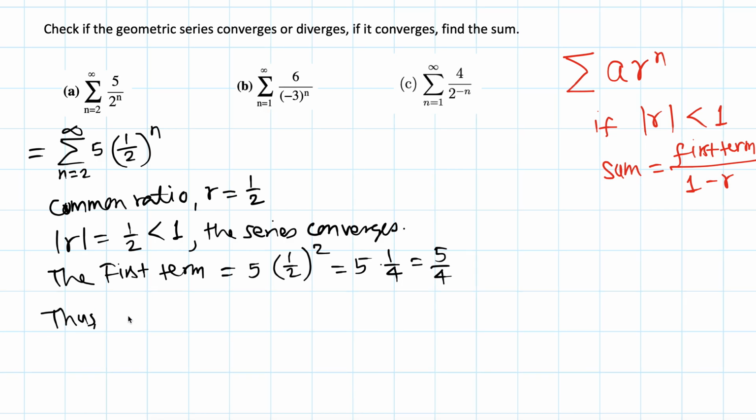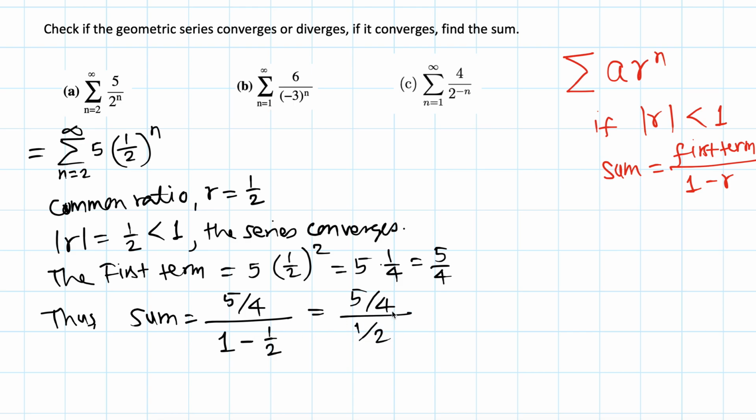Now we can find the sum, that is the first term, which is 5/4, over 1 minus the common ratio, which is 1/2. So 5/4 on the top, and on the bottom 1 minus 1/2 is just 1/2. Now let's simplify this. We change this division into multiplication, and 1/2 becomes 2 over 1. Now 2 goes into 4 two times, so 5/2 is the sum.